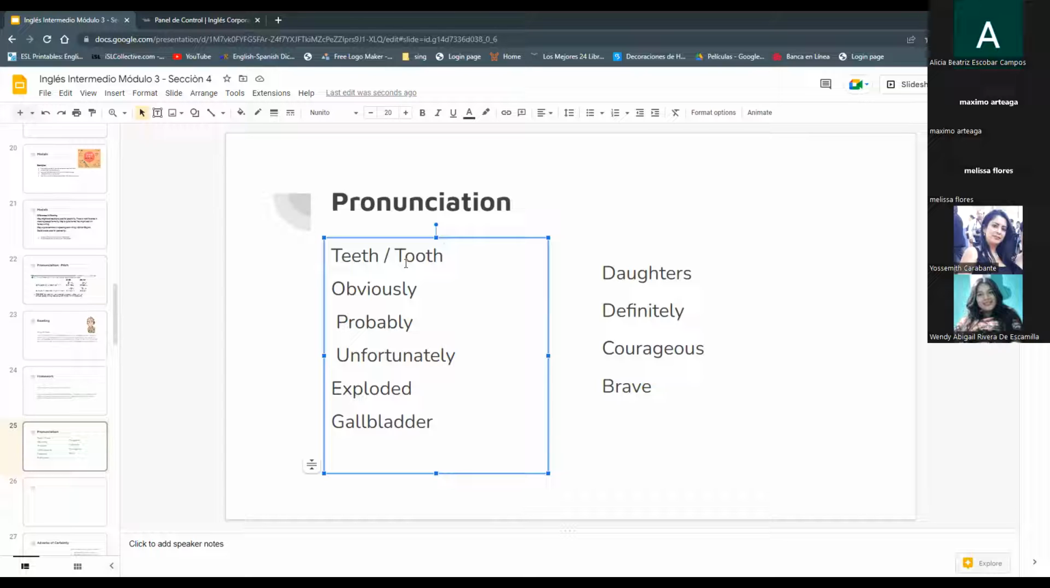And daughters, right? Daughters is another word that is kind of difficult. Definitely, again, definitely. Definitely, right? Courageous, you can say also brave, right? I will be brave for that. I will have courage, or I will be courageous.